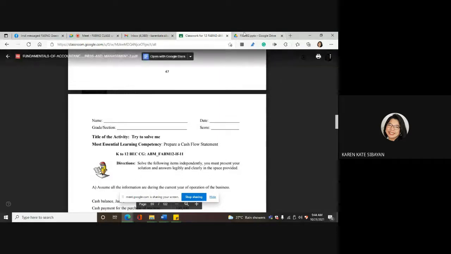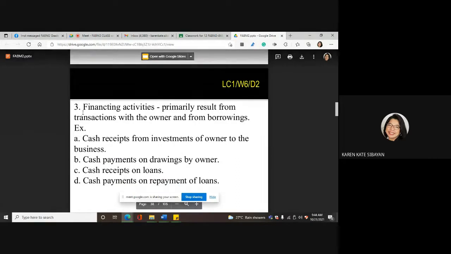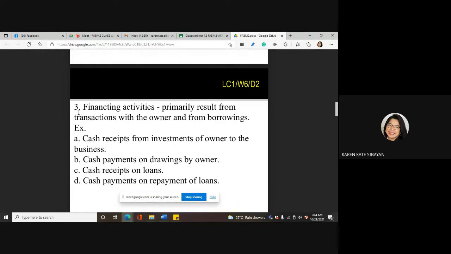Next. Continue. So, ganun din, cash receipts from the sale. Dito naman, iba. Nag-increase ka dito. Okay? Kasi ikaw naman yung nakabenta ng product. Okay? Next, another activities is for financing activities.